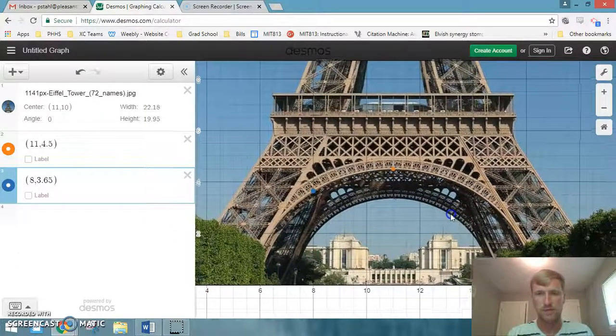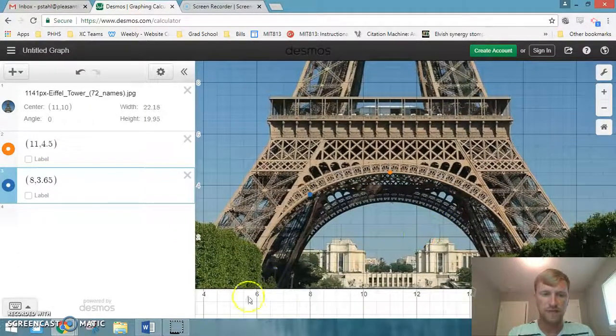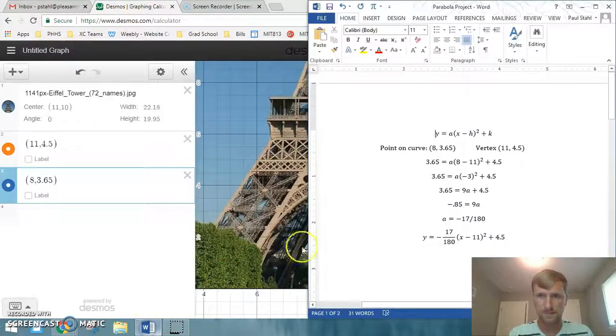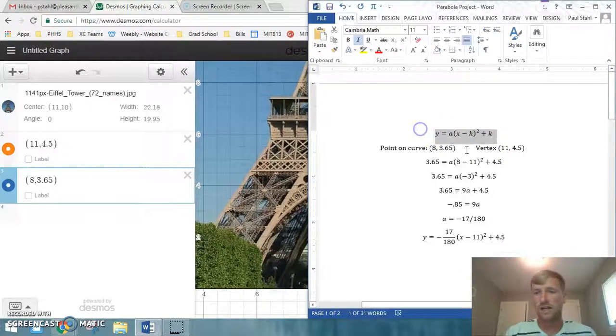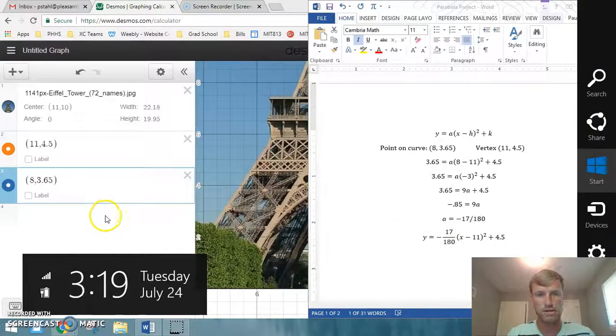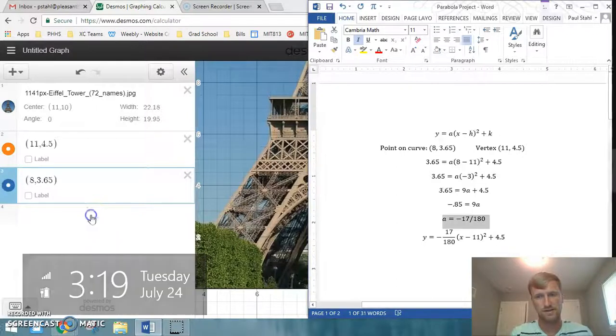From here, I was ready to derive the equation of the parabola. In order to do that, I took the vertex form of the parabola and the point on the curve and the vertex that I chose, and then completed the algebra necessary to solve for the a value of the graph. And so I decided to check my work and see how close of a parabola we could get.